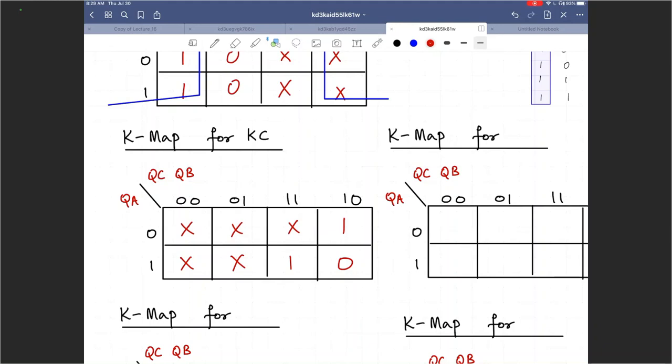So for this one, my, no, it's probably this. And for this one, my best bet is right here. So those two groups. So what is my KC? KC is going to equal QA complement, or let's see, QB.